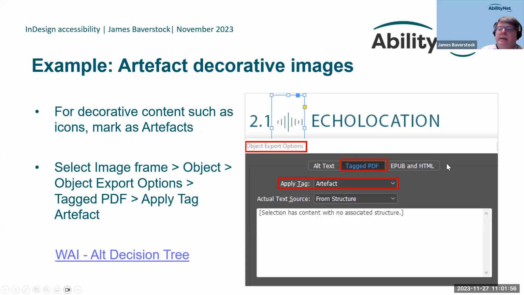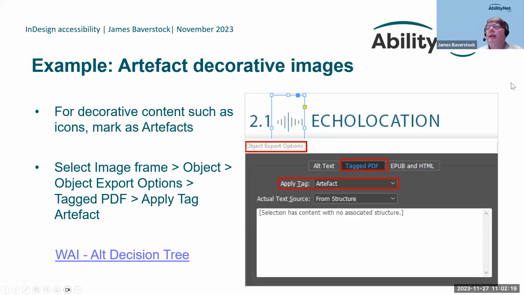Another consideration with images is that we may have decorative images. So we may have images where it just doesn't make sense to announce anything for a screen reader, and we want to mark these as artifacts. An artifact in a PDF document is something that is not going to be announced by a screen reader. It doesn't exist in the tags tree. It won't be announced by a screen reader.